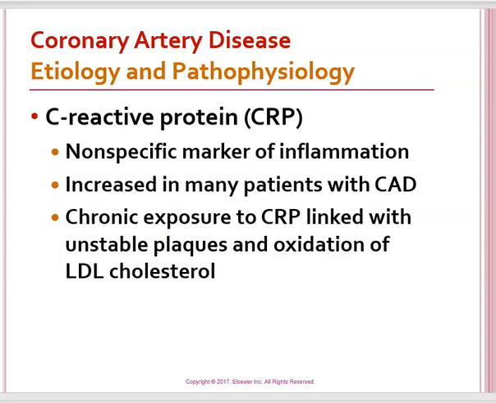One of the things that you want to look at when we're diagnosing coronary artery disease is the presence of CRP. It's an inflammatory response, okay? The heart is inflamed because it's not getting enough oxygen. This is increased in a lot of patients that have CAD. So it has been linked with the plaques and cholesterol.